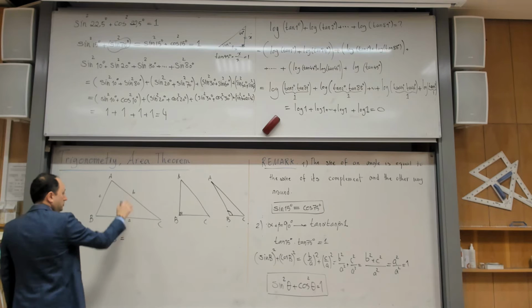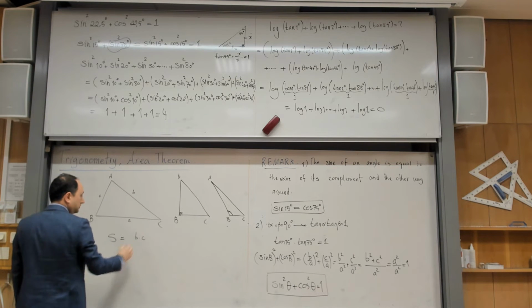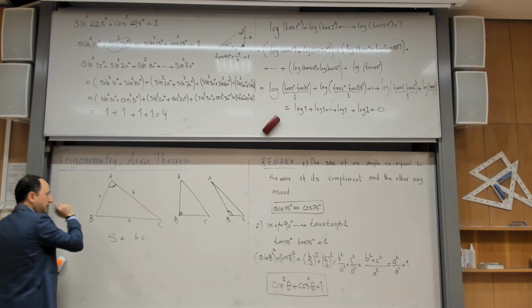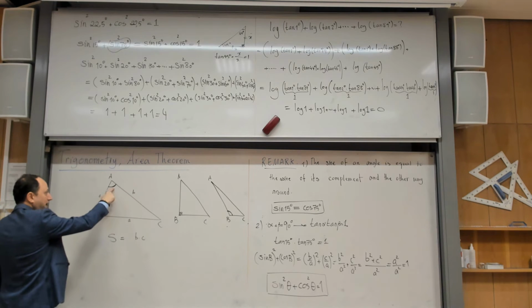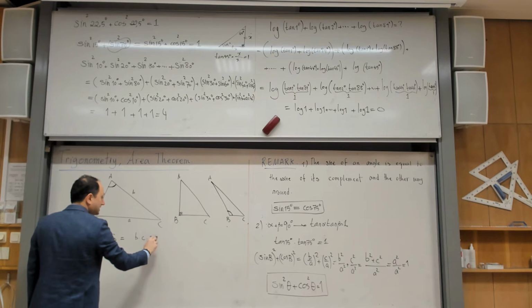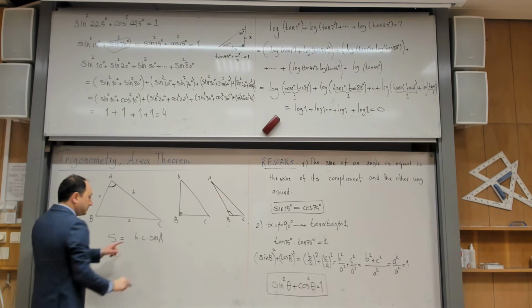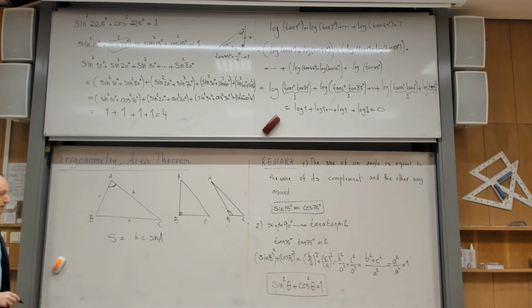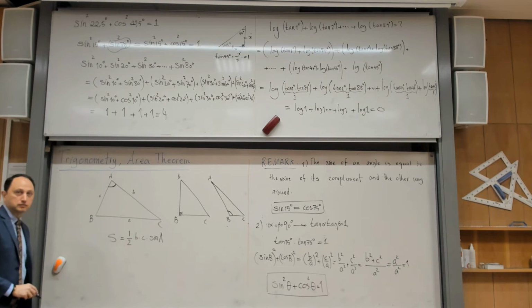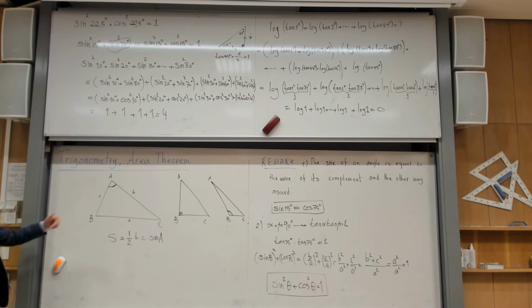For example, let me choose B and C. I multiply them. And then I consider the angle included by those sides. In this case, if I choose B and C, the angle between them is A. I multiply this number by the sine of the angle between those two sides, and then I multiply it by 1/2 or divide it by 2. So this is called the area theorem.